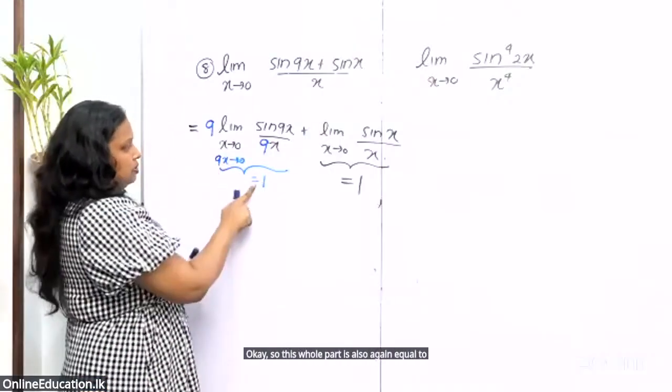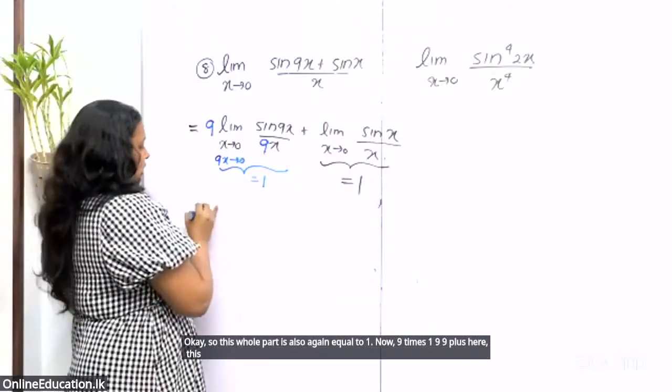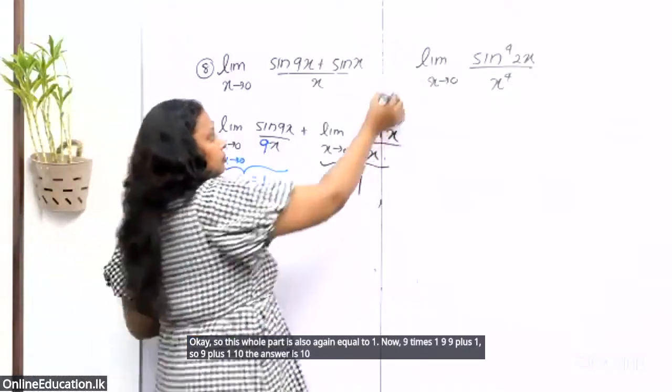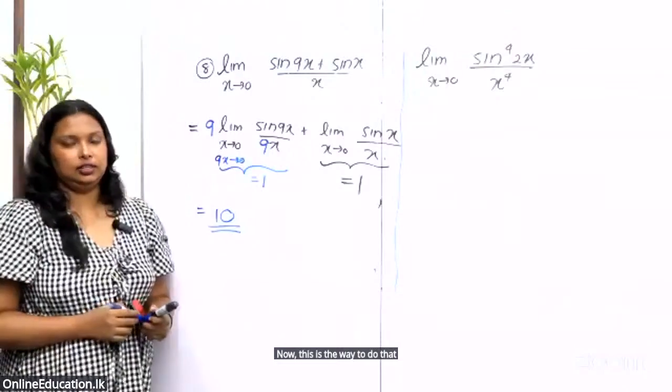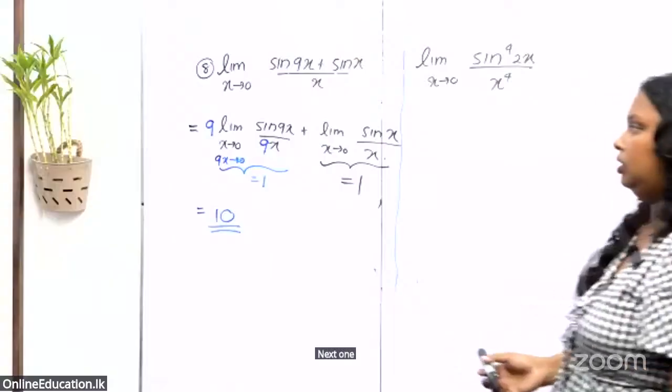Now 9 times 1 is 9, plus, here this part is 1, no? So 9 plus 1, 10. The answer is 10. Clear? That is the way to do that one. Right? Very easy. The next one. This question.